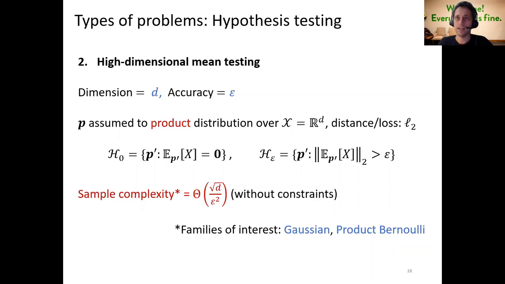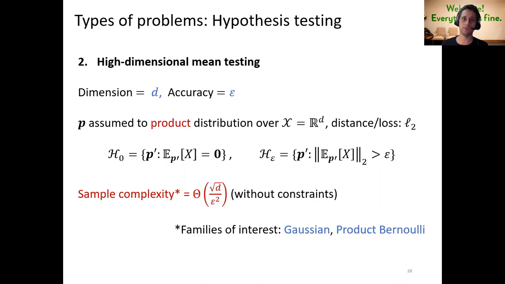So same thing as for the high-dimensional mean learning. You've got, let's say, a Gaussian or product Bernoulli distribution. So again, product distribution on the hypercube in dimension d. Same thing, we're going to look at the loss between means, the L2 distance between the means. And H0 in that case is, well, that the unknown distribution has mean 0. If you want to think in terms of signal detection, there is no signal, the mean is 0.